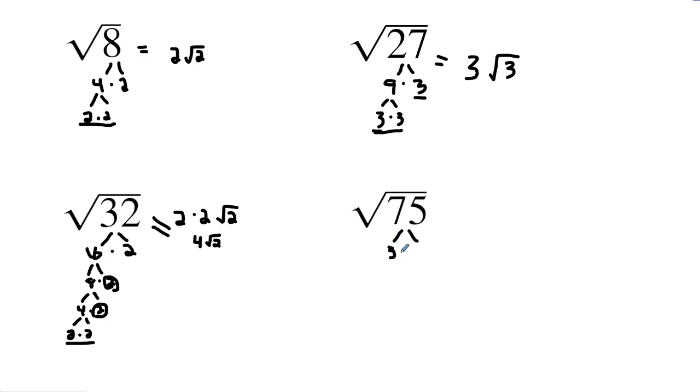So 3 times 25 will give me 75. 3 is prime, but 25 is not. I can break 25 down into 5 times 5. Now 5 and 5 are prime, so I have one pair of prime numbers that I can yank out. So I'm going to pull these two 5s out. I get 5, because they become one group now, times the square root of 3, because that 3 doesn't have a pair. So square root of 75 is equal to 5 times the square root of 3.